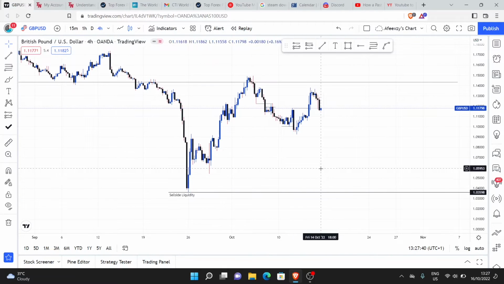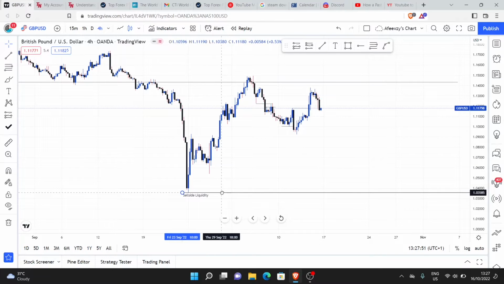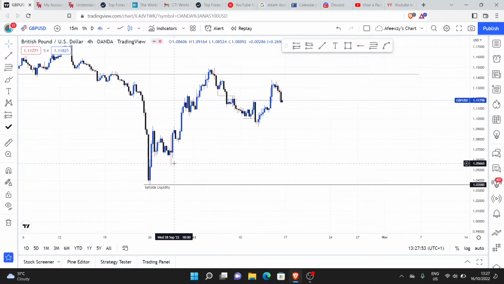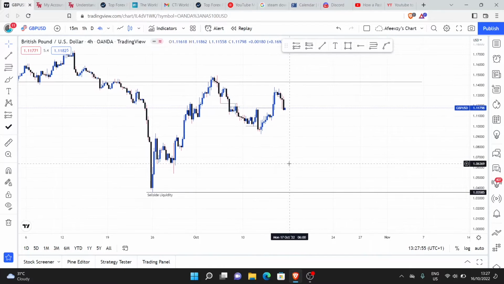Now we should be anticipating these sell side lows. Here will be the target if we start making bearish structure to the downside. Here will be our liquidity zone, and the final target will be here, anticipating more lows on GBPUSD. So that is that on GBPUSD.